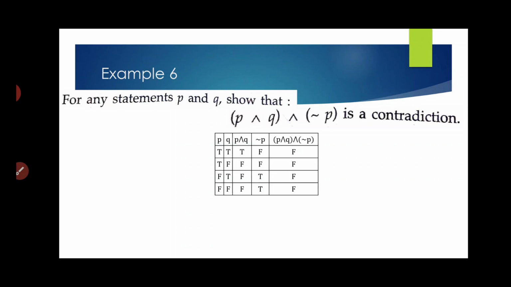So therefore, again we will be doing the same thing. We will be constructing the truth table here, and just go through it, just do the calculations all by yourself, and you'll see that you get all the final values as false. So therefore, doesn't matter whatever the value of P and Q is, this particular compound statement will always have the logical value as false. So therefore, it is a contradiction.